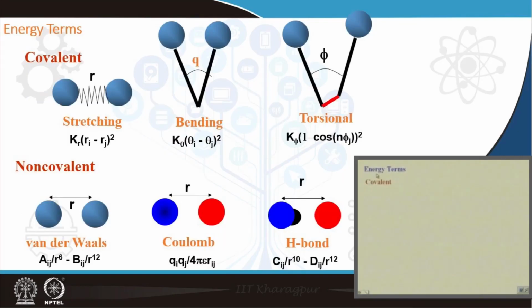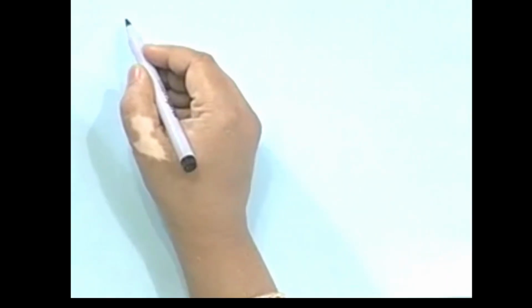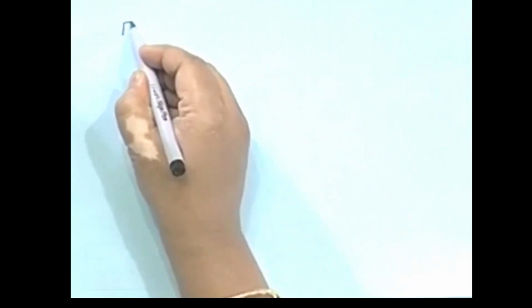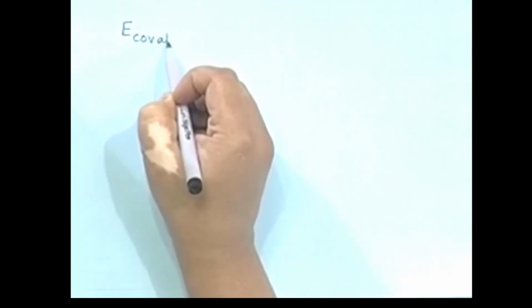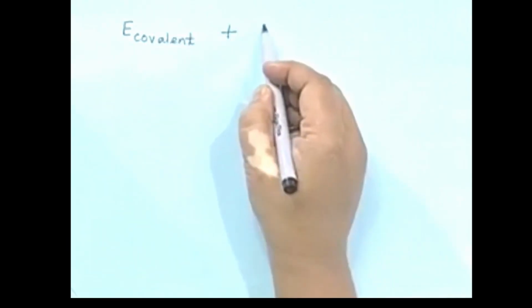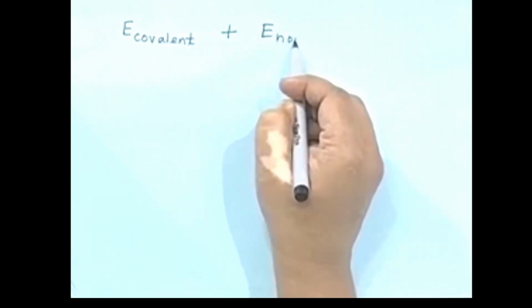So, what do we have? Now, when we consider energy terms, what are we talking about? Let's just look at what energy terms we can have. If we're looking at energy, then the total energy can be covalent, or we can also have a non-covalent component to this.